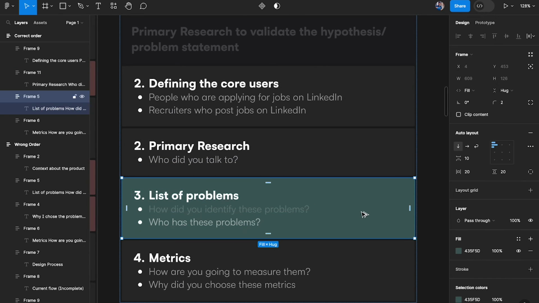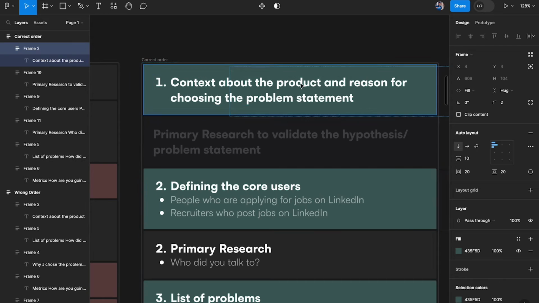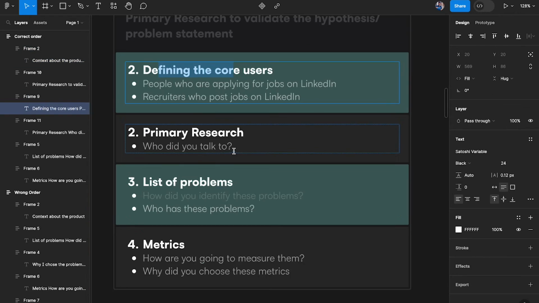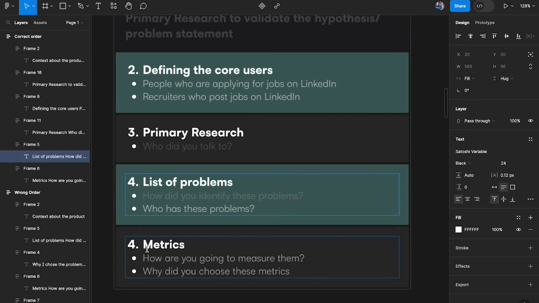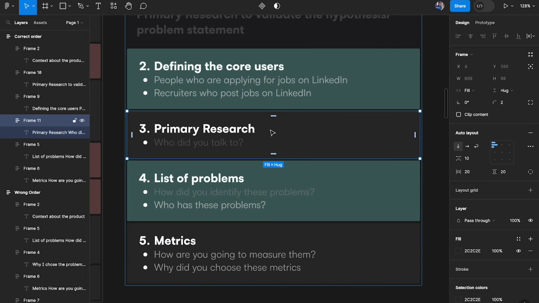So here, this finally makes sense. So I'm going to copy this, paste the color. So this is the right thing. You talk about context, you talk about the users in general, and then this answers my question of who did you talk to. So this is going to be 3, this is going to be 4, and this is going to be 5. Now here, doing the research is correct.